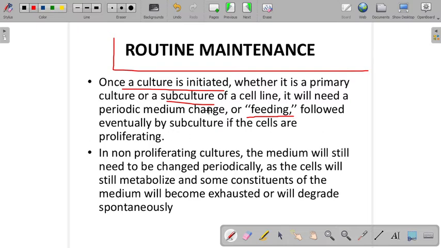These different things depend on proliferation time or doubling time, like how much food or how many nutrients it requires to double. You need to study all these things about the cell lines once you purchase them. In non-proliferating culture, the medium will still need to be changed periodically, as the cells will still metabolize and some constituents of the medium will become exhausted and will degrade spontaneously.